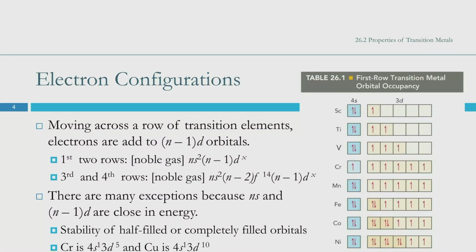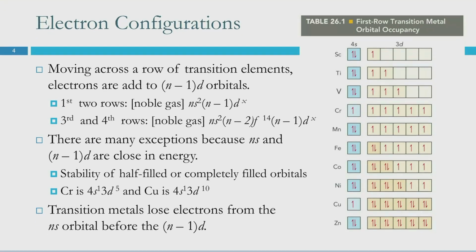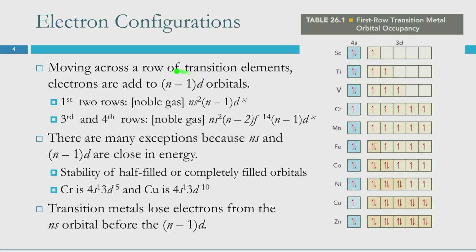So let's look at the electron configurations to start. If you're moving across a row of transition elements, you're adding electrons to the n-1 d orbitals. So starting in 3d, then next would be 4d, 5d, 6d for our 4 rows. So the n-1 is the row number minus 1 for the d orbitals. So for example, chromium is in row 4, so it's filling up the 3d orbitals.